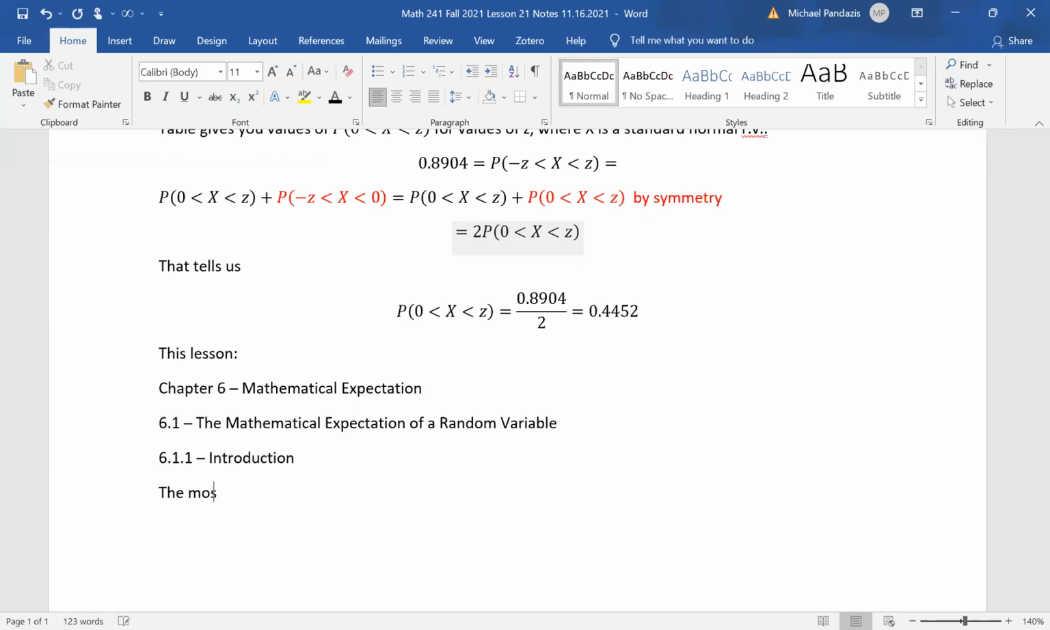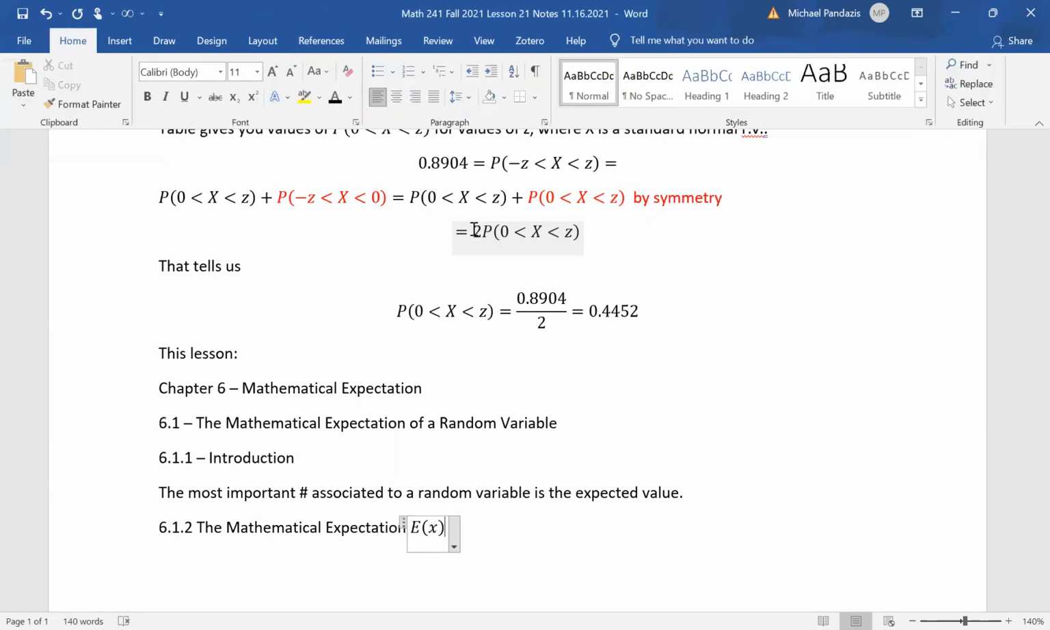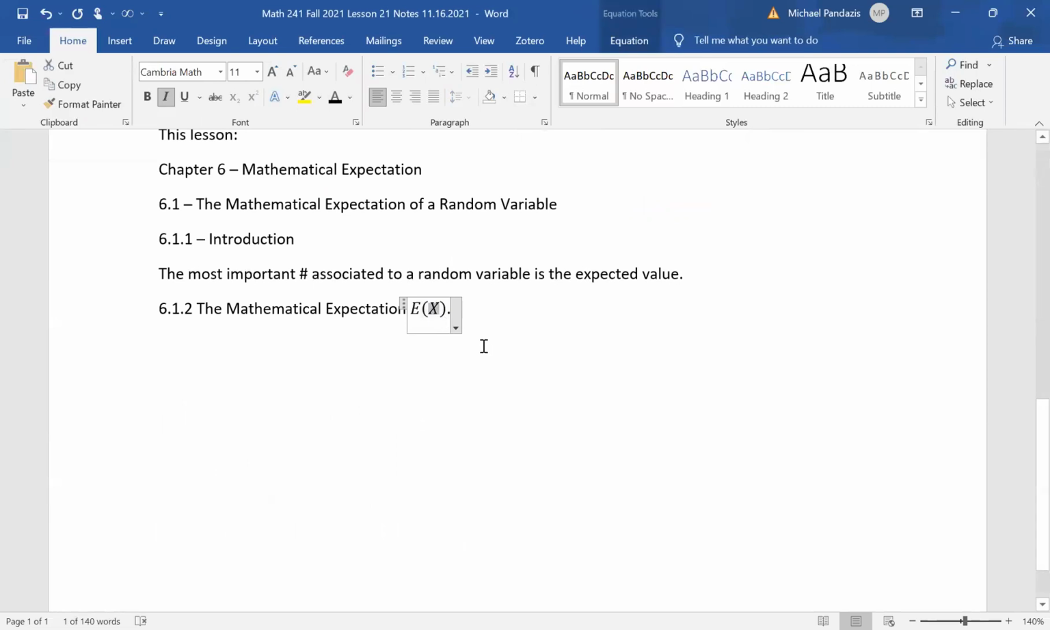So basically, to introduce this, the most important number associated to a random variable is the expected value. The expected value is the most important number that you can associate a random variable with. Right now I'm just making lots of titles. So here we're talking about the expected value. This is the notation for the expected value.